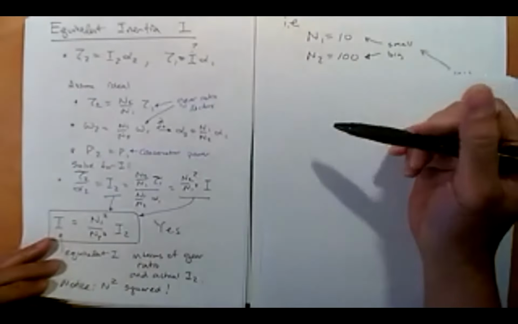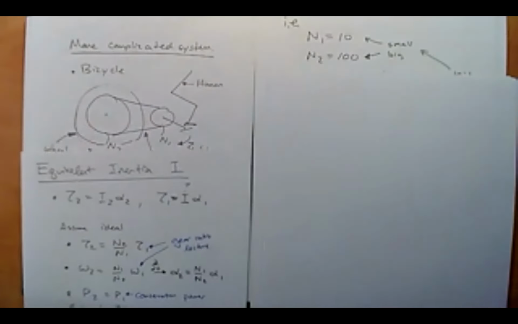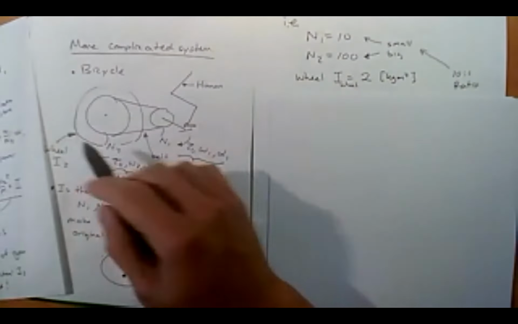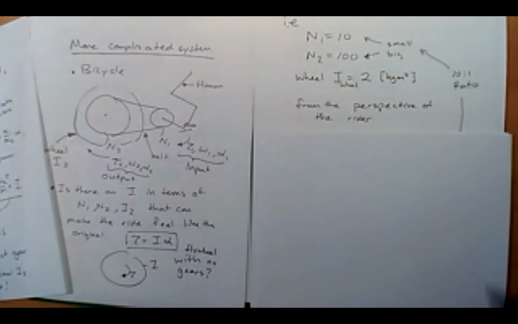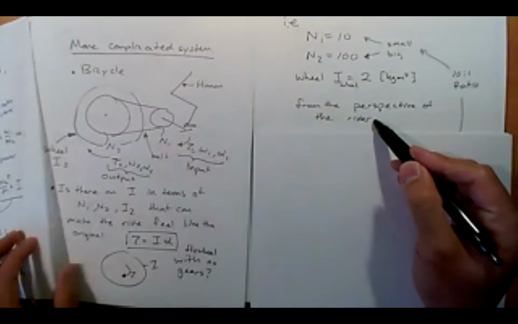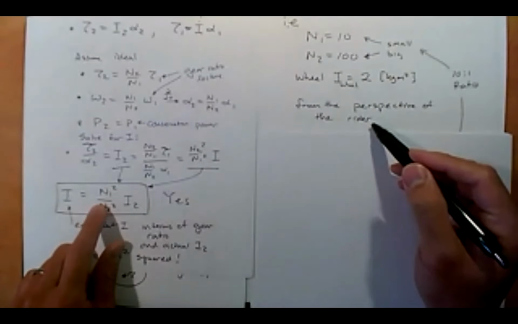Let's put some numbers on it just to make sure we again get some sense. So let's say we have N1, N2, this is 10 to 1, or sorry, 10 to 100. So this is 10 turns and 100 turns, okay? And so let's say the wheel is a 2 kilogram meter squared inertia, okay? All right, so from the perspective of the rider, if we take this formula here, what do we get?